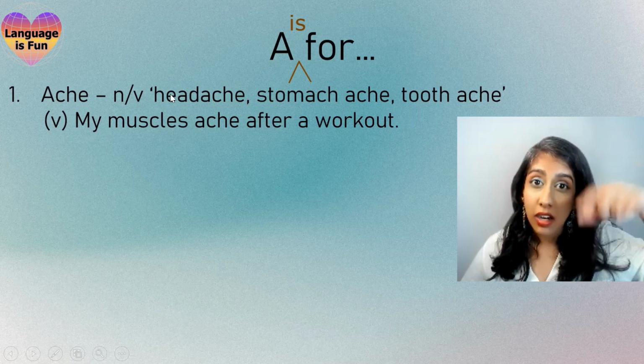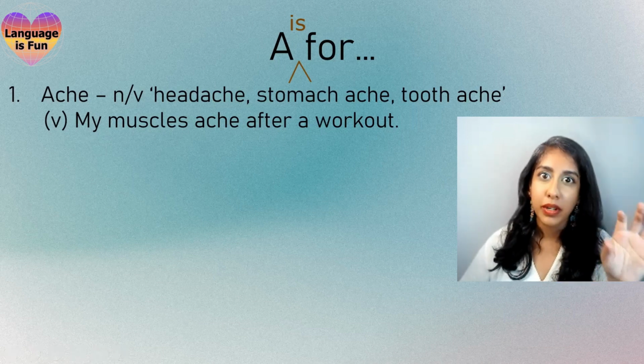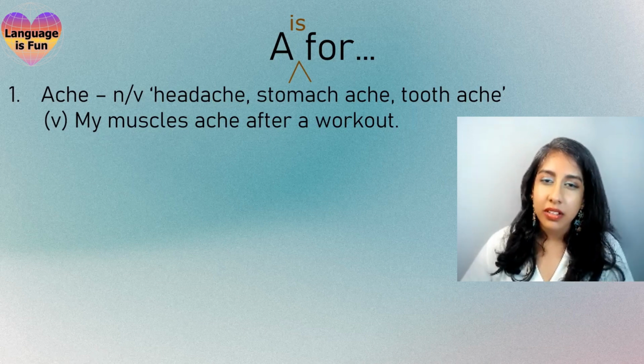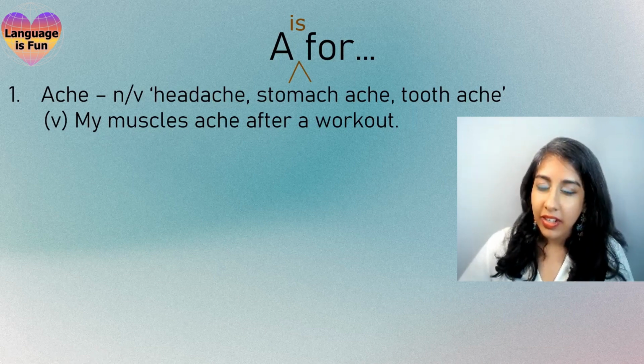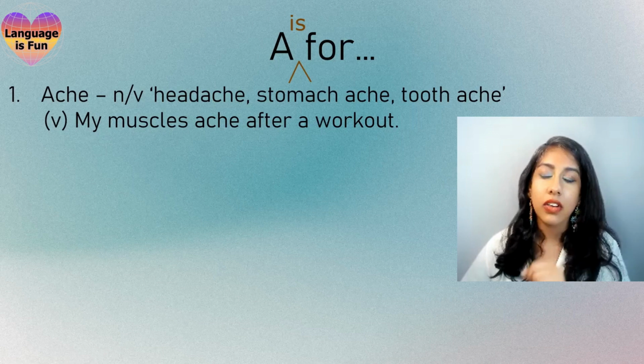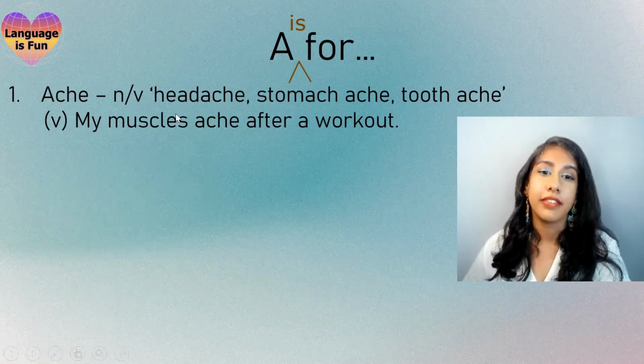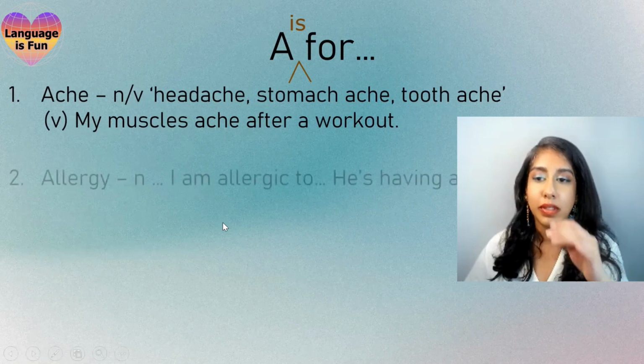I have a headache. With O, we put a noun. I've got a headache. Oh, my stomach. I've got a stomach ache, right? I've got a stomach ache. That's a noun. Or my stomach is aching. Aching is a verb. Let's move on to the next one.